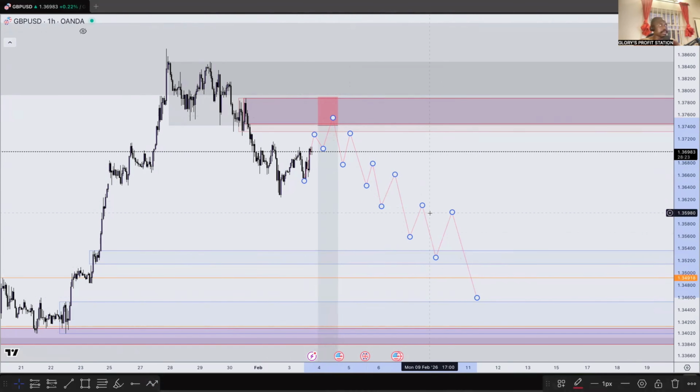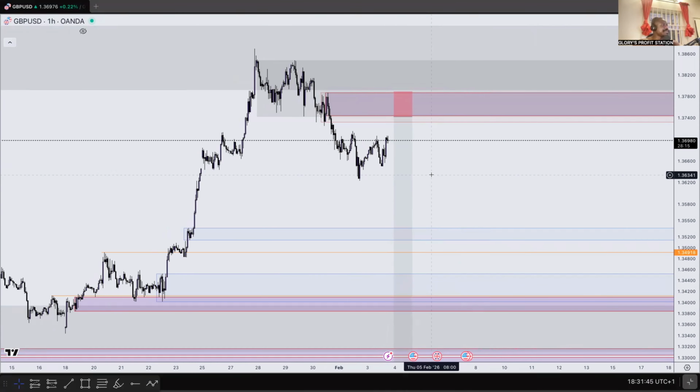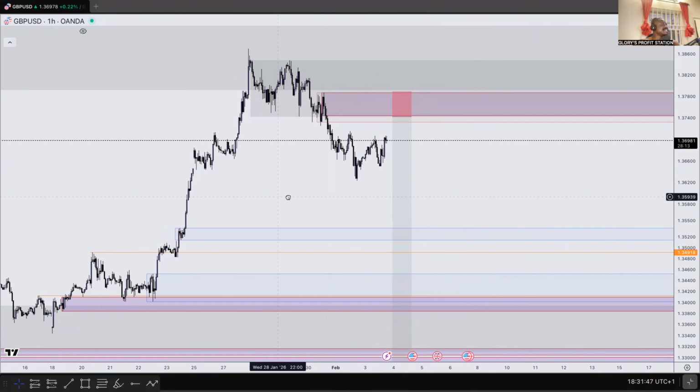So let's see what's going to happen in this market. GBP USD and Euro USD for sales. NFP. Yeah, let's see what's going to happen, man.